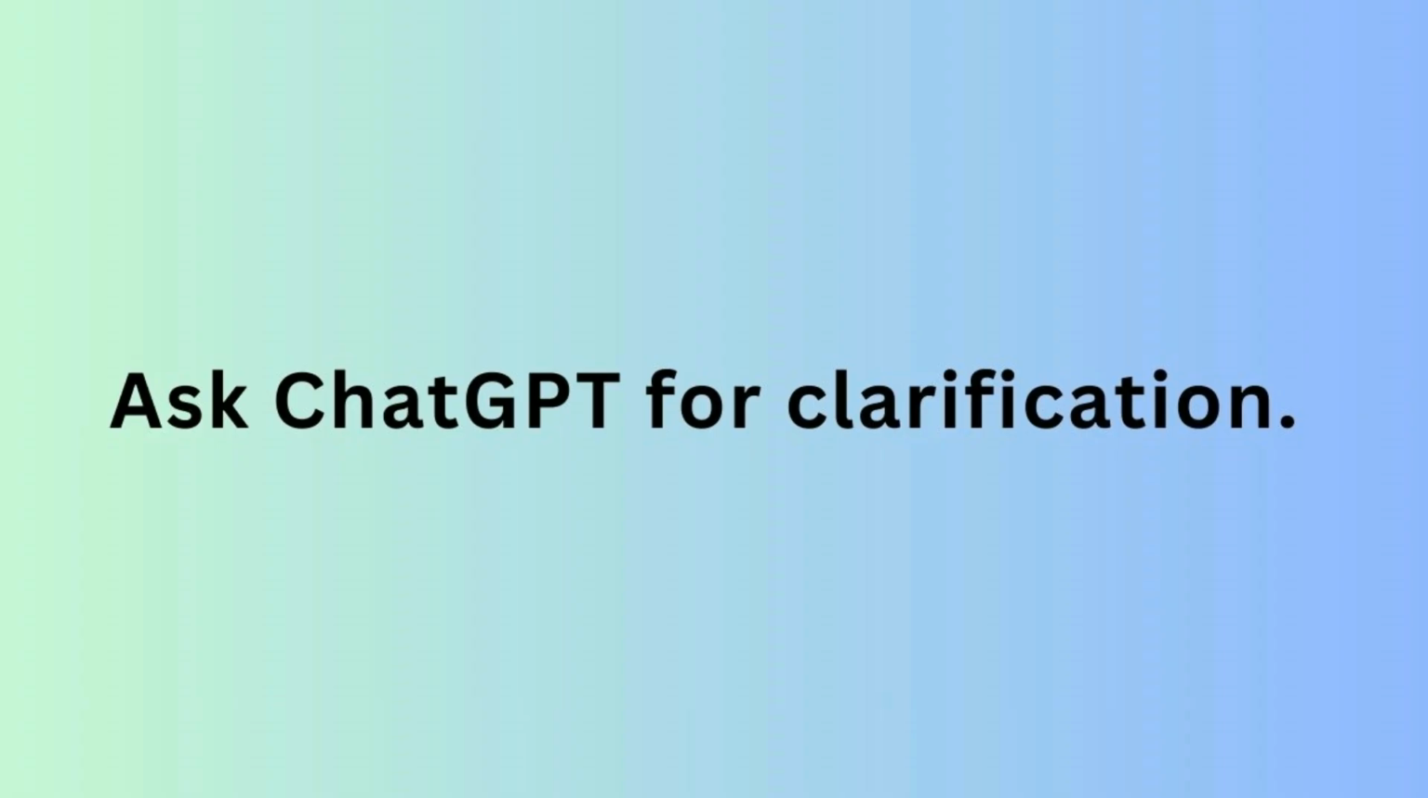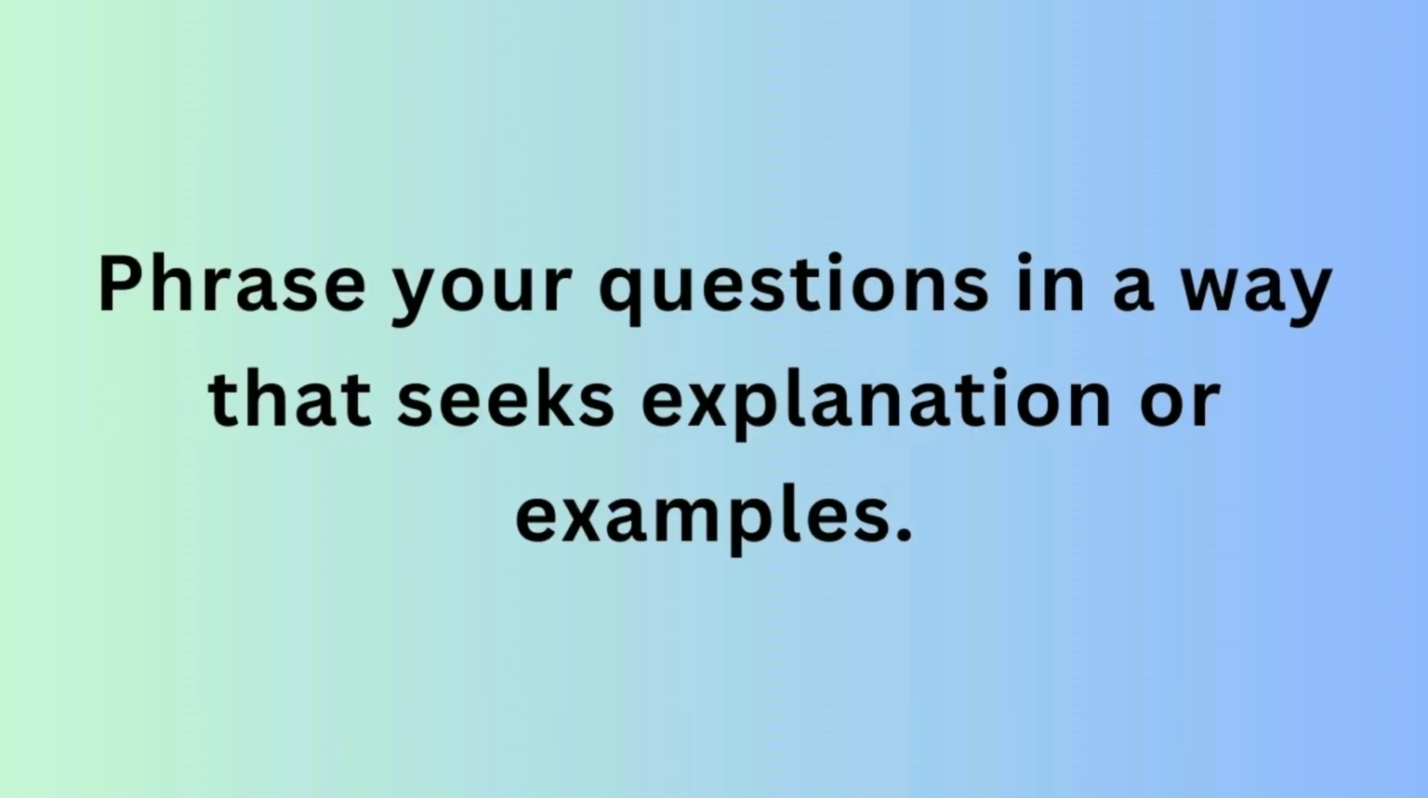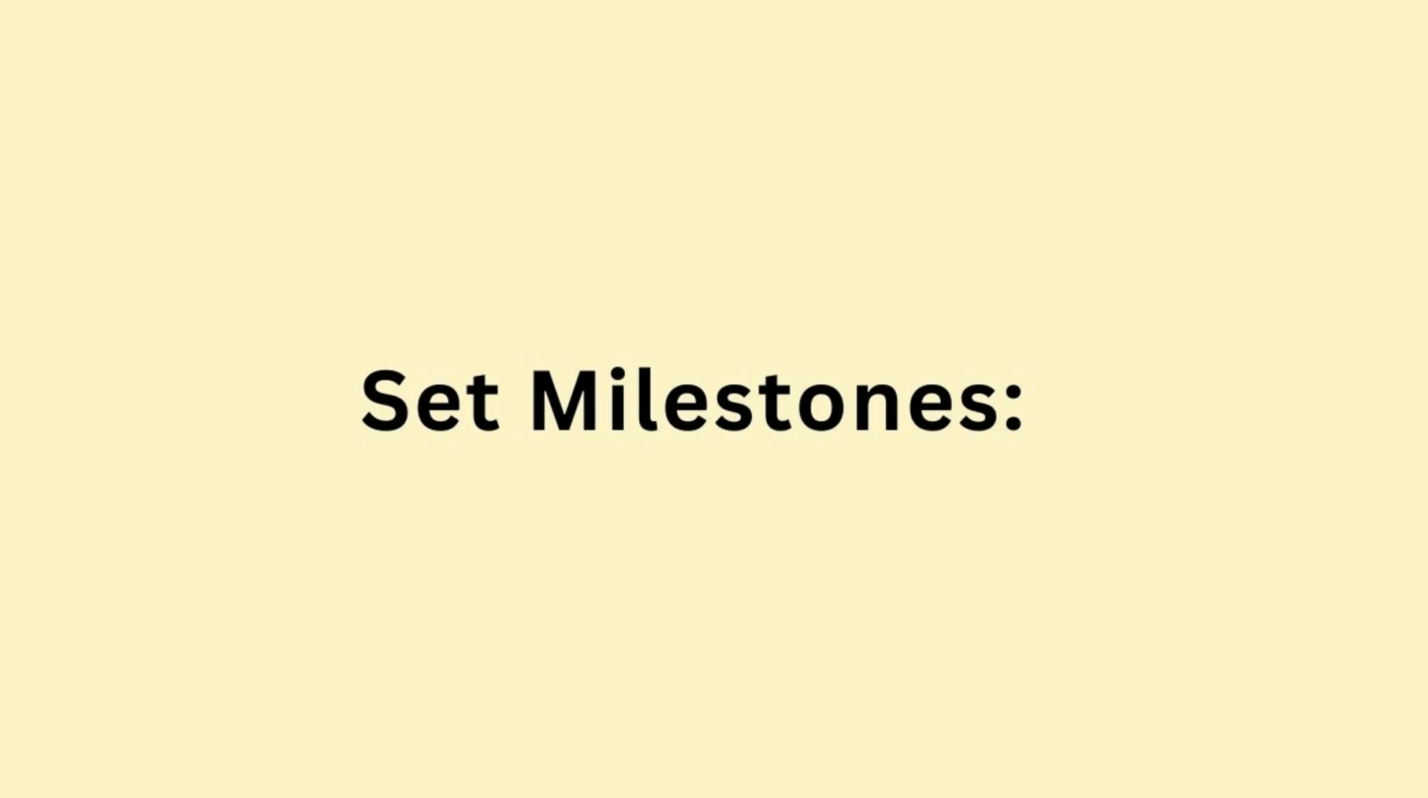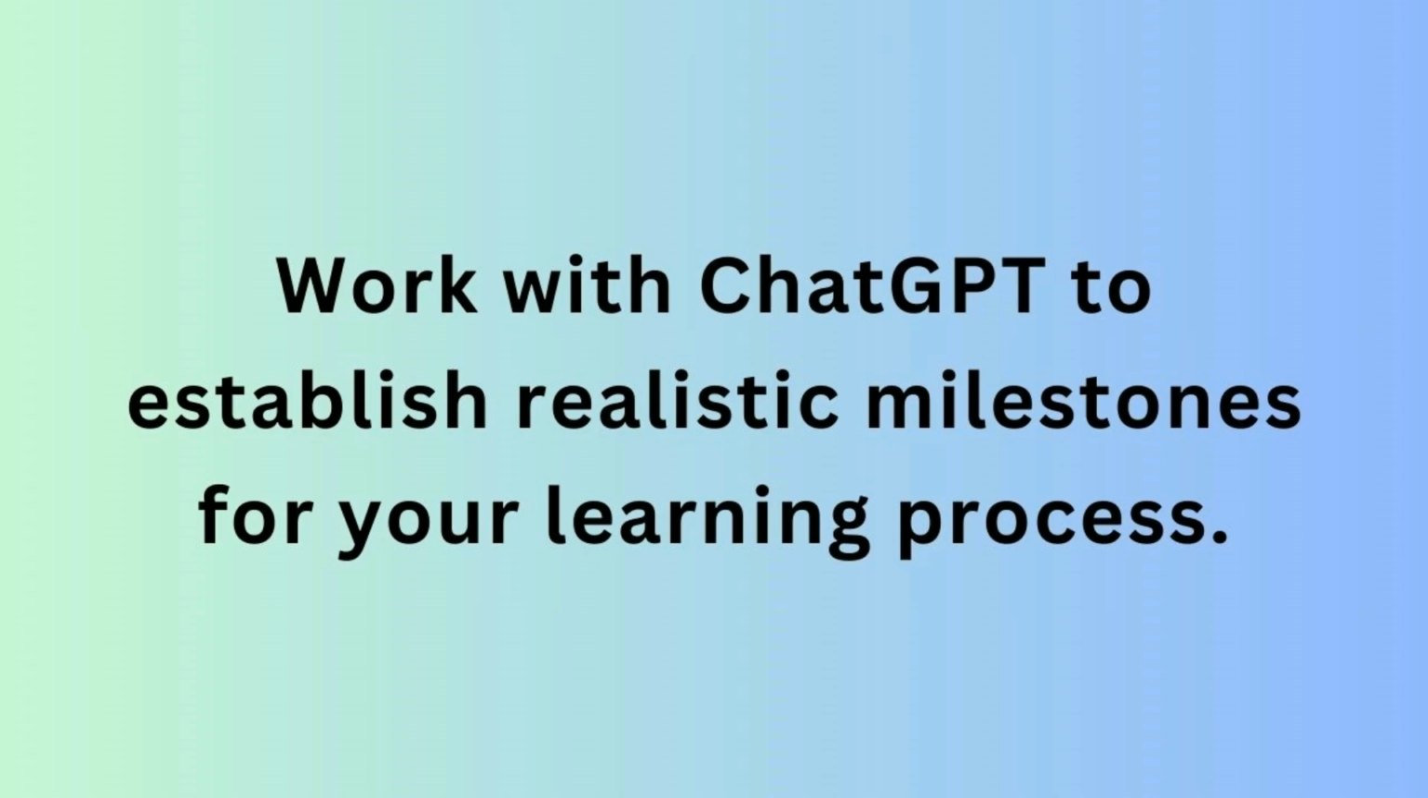Next is to clarify your concepts. If you find difficulty in understanding any concept, you can ask ChatGPT for clarification. Phrase your question in a way that seeks explanation or examples. Set milestones. Work with ChatGPT to establish realistic milestones for your learning process. This helps in tracking progress and staying motivated.